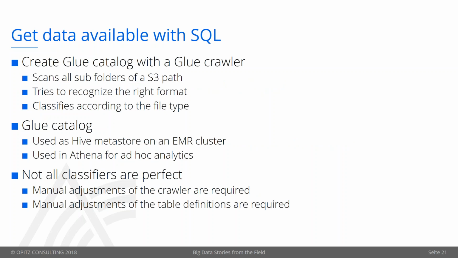After processing data, we need to make it callable in Hive or Athena, for instance. For that, we use the Glue crawler. The Glue crawler scans the data in a subfolder, tries to classify every data according to the file type, and saves the schema in the GlueCatalog. We use the GlueCatalog as a Hive metastore on an EMR cluster or in Athena for ad hoc analytics.